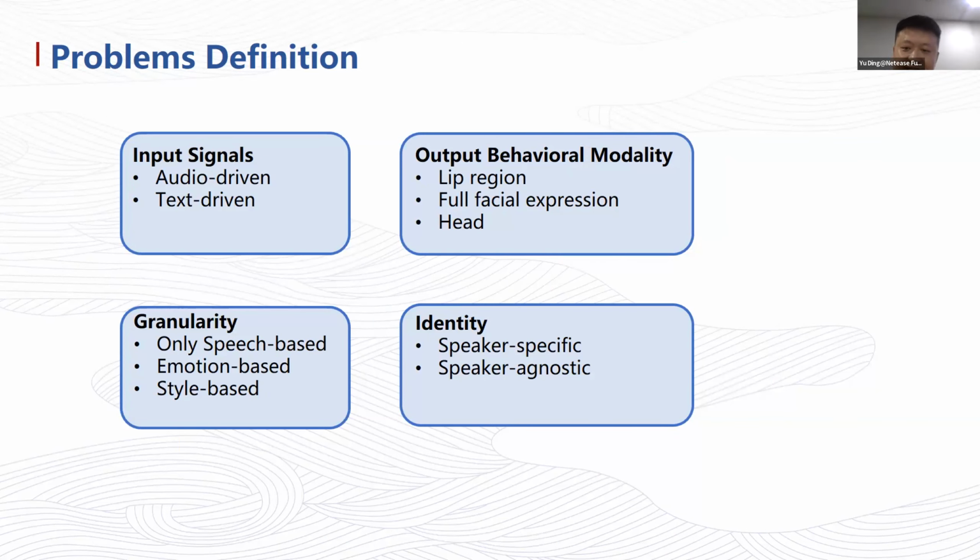And now we have discussed questions raised by the published work in four aspects, including input signals. It can be audio-driven or text-driven. The output behavioral modalities can be only the lip region, full facial expression, and additional head movements, as well as the upper torso. And the topic can involve only speech-based or additional emotion label-based, or even style-based. And the identity can be speaker-specific or speaker-independent.